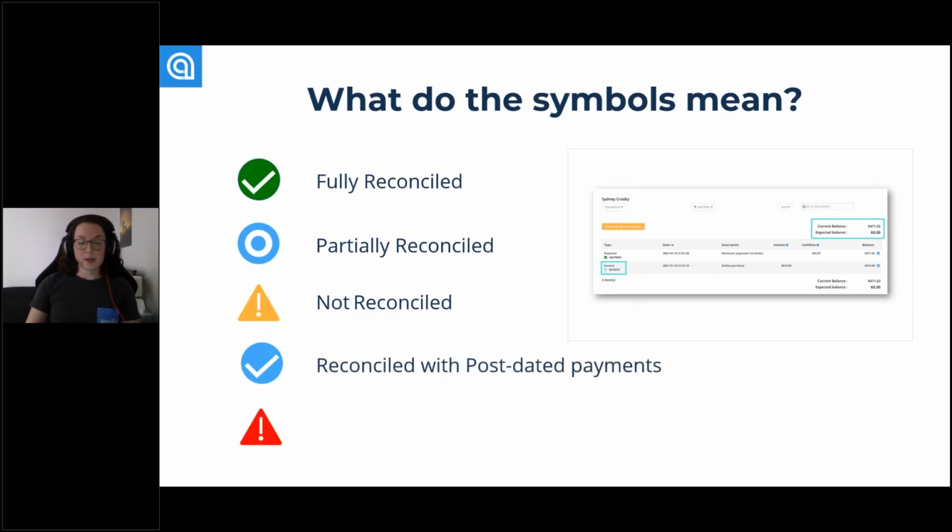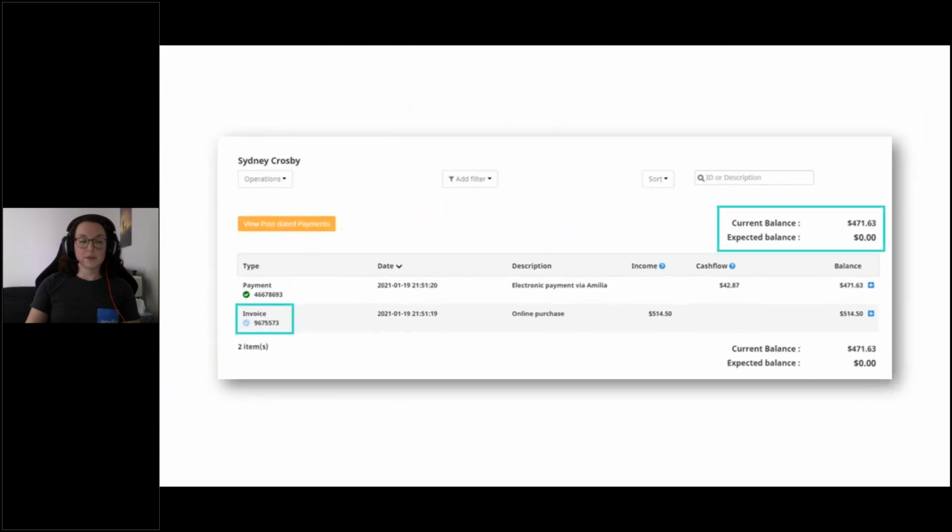So reconciled with post-dated payments, so you'll see a blue check mark. You'll see here in Sydney Crosby's account that there's an invoice of $514.50 and a partial payment of $42.87. So that would have been the initial payment done at checkout. And we have post-dated payments that are upcoming. So at the moment, there's a current balance of $471.63 and an expected balance of $0. This means that once all of the post-dated payments have been addressed, we will be able to see that this account is fully reconciled.